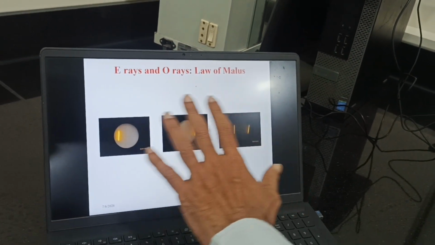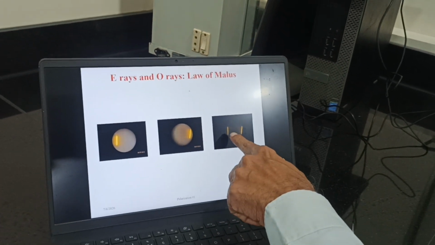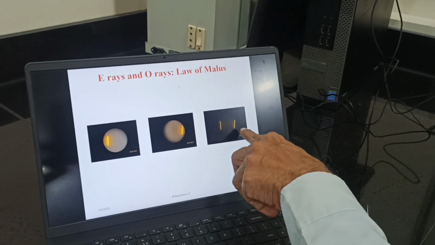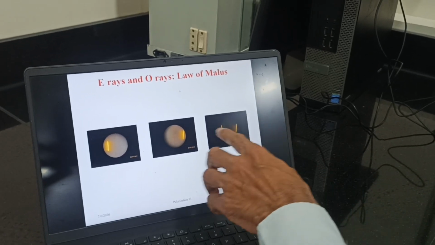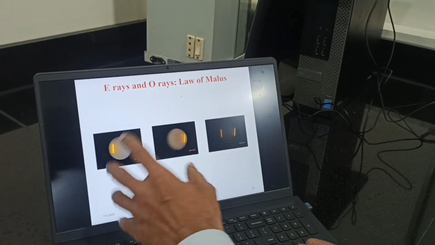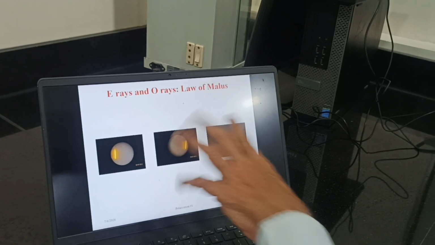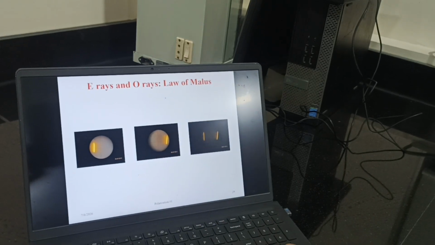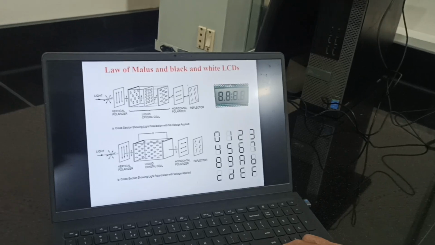So double refraction can also be explained with the help of law of Malus. You are observing that light is passing through a doubly refracting crystal here. So you get two refracted images. One is called E image and second is called O image. The vibrations of E and O are perpendicular to each other. This means that when you rotate the polarizer, when you see E image, you will not see O image. It is absent here. And when you see O image, you will not see E image. So double refraction can also be verified with the help of this law.